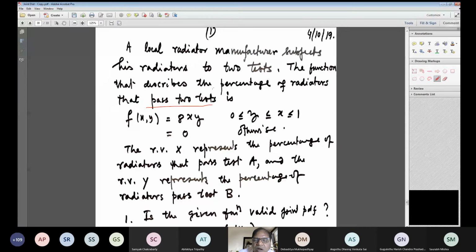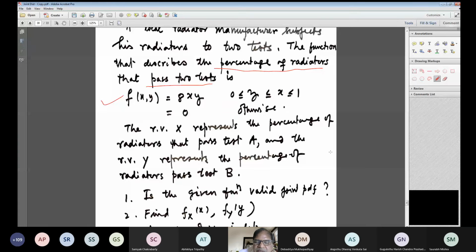So, percentage of radiators. It is 8xy, 0 otherwise, and y is less than or equal to x. So this is the domain. Basically, you are given the joint PDF.